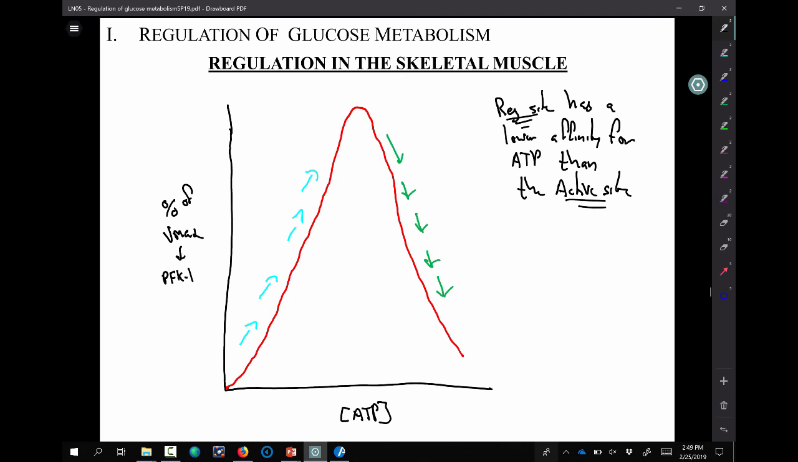PFK1 is a great example of this, but it's common. It's not abnormal to see an enzyme that has a substrate that can also act as an allosteric activator or inhibitor, especially when the enzyme uses ATP, because ATP is a very important allosteric activator or inhibitor of enzymes.